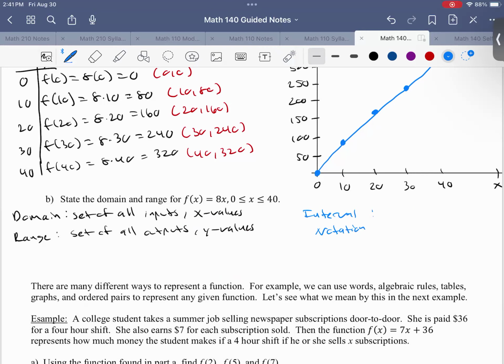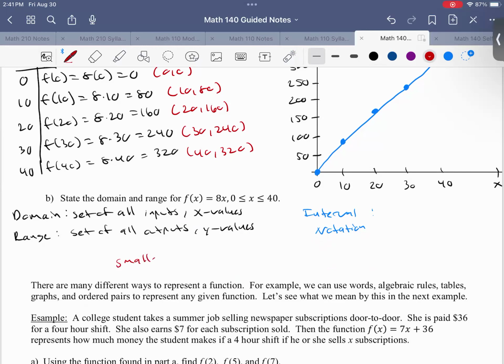Okay, so interval notation is when you have some type of parentheses or some type of brackets or a mixture of that, right? And that's the way you would write out this domain. So our domain is a set of all inputs, x values. When you write this, you go from smallest to largest. Okay.